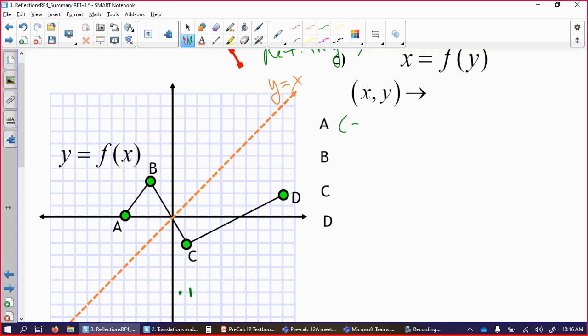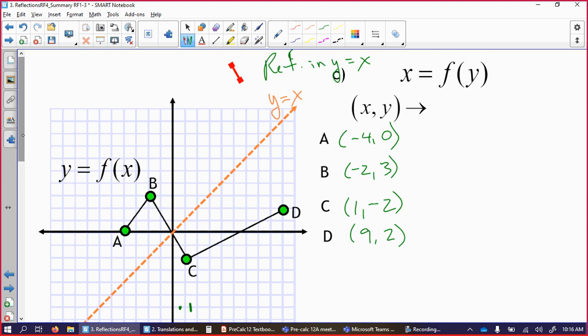So A is negative 4 and 0. B is negative 2 and 3. 1, negative 2. Oh, 1, 2, 3, 4, 5, 6, 7, 8. Okay, 9 and 2. So this is something you would have to pay really close attention to, if we had a test, because if you're going through and trying to do stuff quickly, this is something that is easily missed.